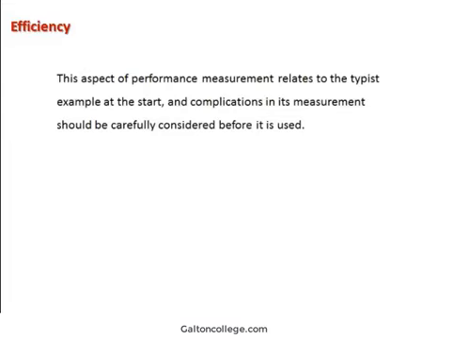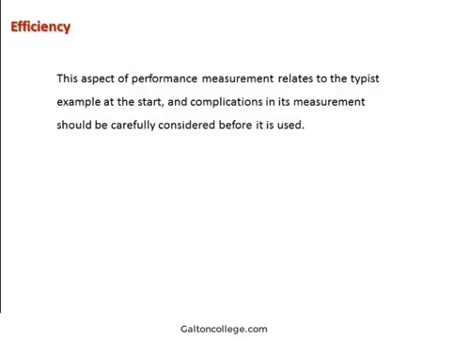Now let's look at efficiency. I said there were the 3 E's. So let's move on to efficiency proper itself. This aspect of performance measure relates to, say, the typist example at the start, and complications in the measurement should be carefully considered before it is used. So I'm working out the productivity of the typist. Say working on an old typewriter could produce, let's say, 20 words a minute. But working with a dedicated word processor, quite an advanced piece of software, could now produce 40 words a minute. What's more, the words produced are all correctly spelt and in the right position, and their grammar is checked for them automatically, and it's a much more efficient way of doing it.